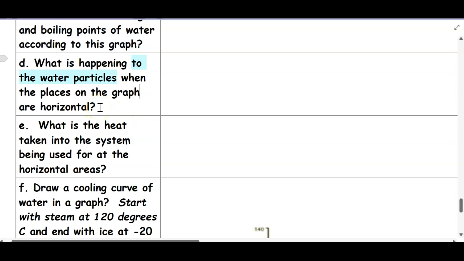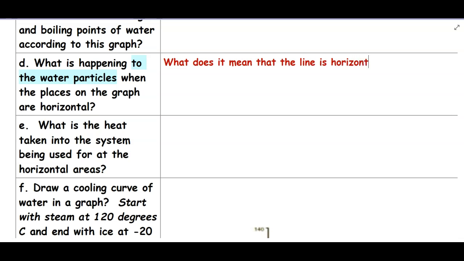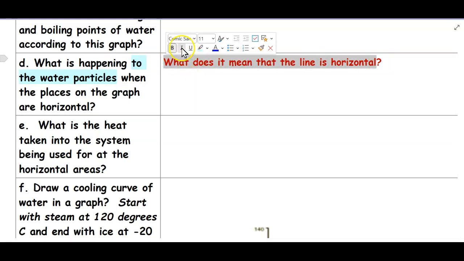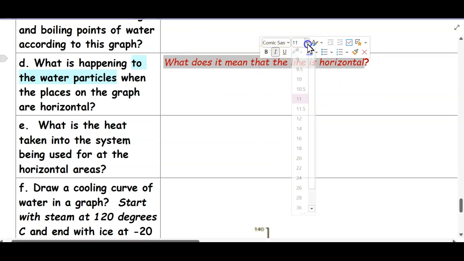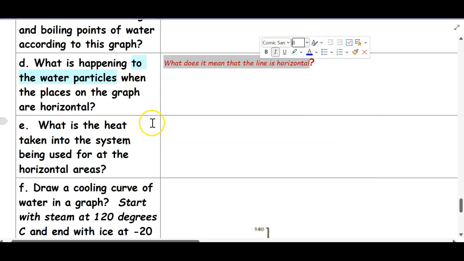So I don't want to know what we've said before. I want to know now what it means that we have a horizontal line. What does it mean that the line is horizontal? All right, that's what we're wanting to know here. That's what I want you to explain to me that you've learned as a result of this. Let's make that smaller so you have plenty of room to write.